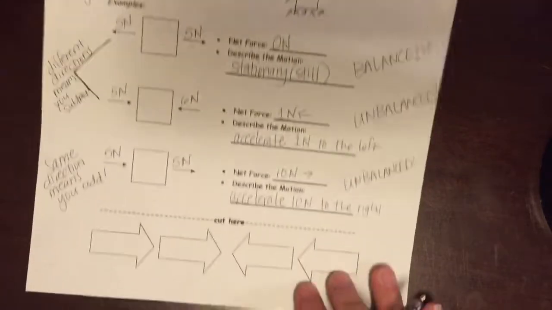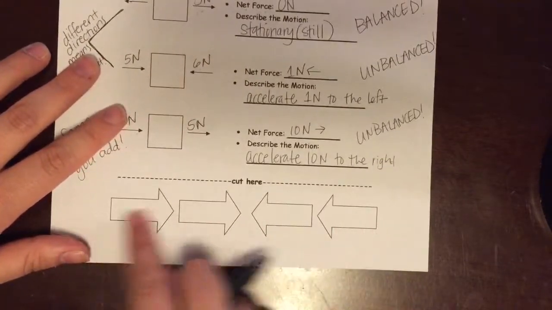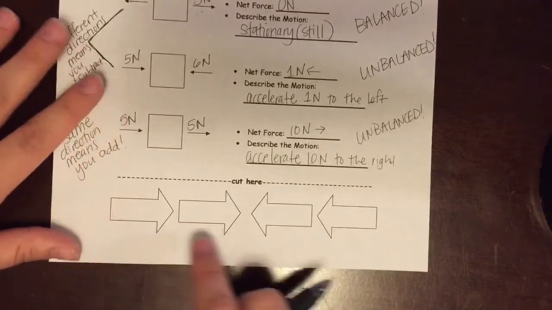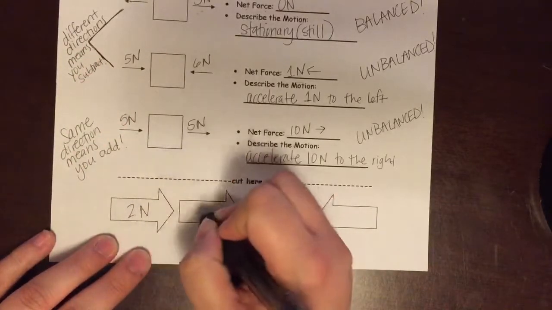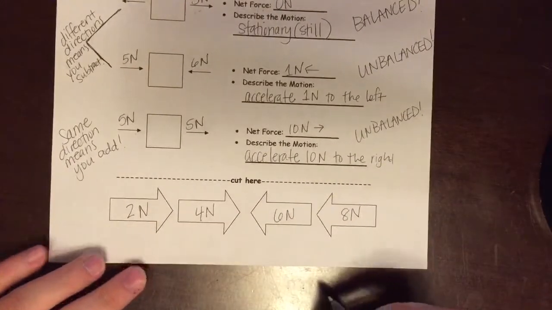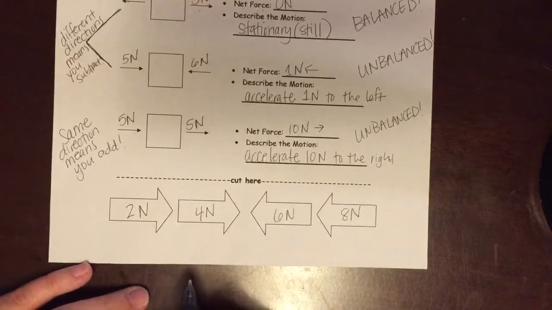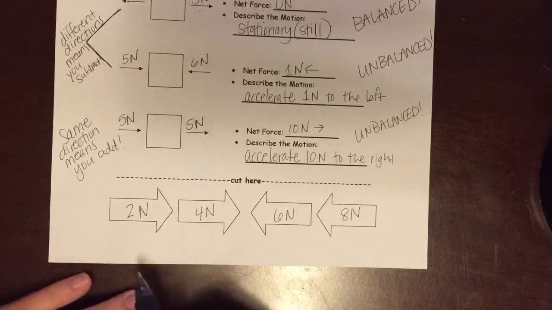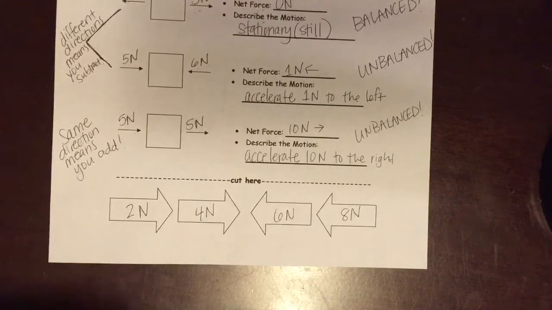All right, so now down here, I want you to write different amounts of forces in each of these arrows. I'm going to make it simple. 2 newtons, 4 newtons, 6 newtons, 8 newtons. You can write whatever numbers you want here. Any number from 1 to a trillion, billion, quadrillion. Okay, so just fill those in, and then you're going to take your scissors and cut on the dotted line, like it says there, and then cut each of these forces out.